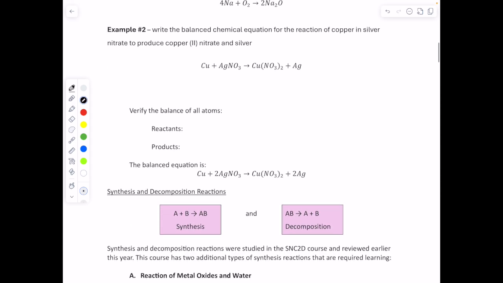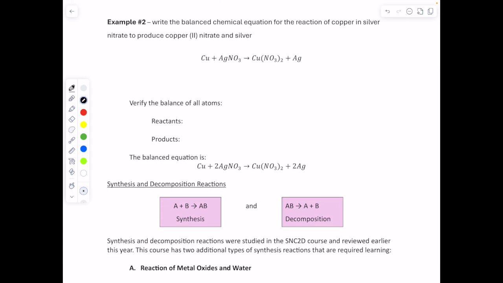Let's write a balanced equation for the reaction of copper in silver nitrate to produce copper 2 nitrate and silver. We'll start with all atoms that appear only once, and we'll treat polyatomic ions as a single entity, provided that they don't change during the reaction. So we have copper, copper, silver, silver, and nitrate, nitrate.